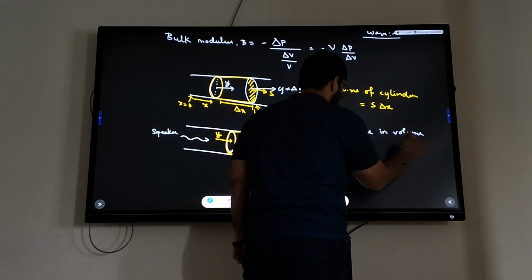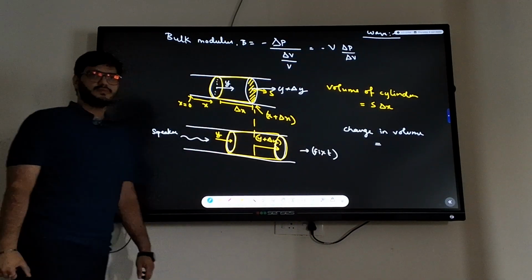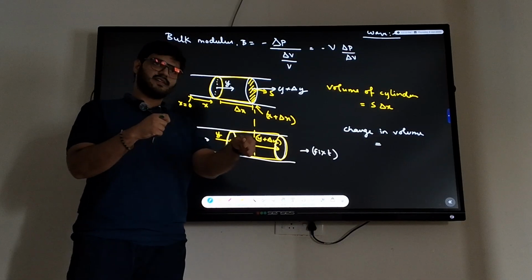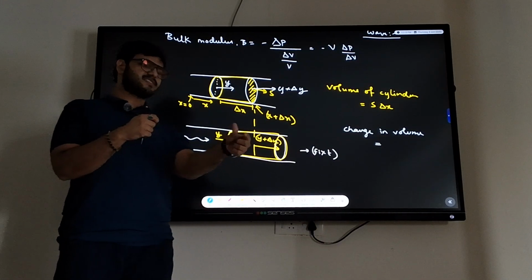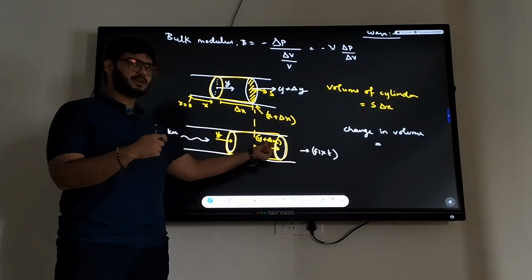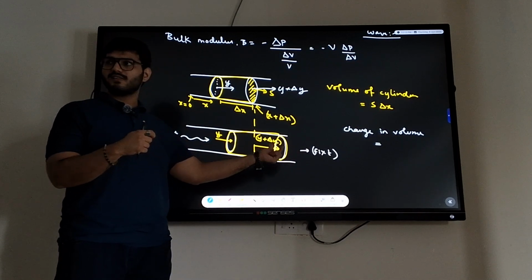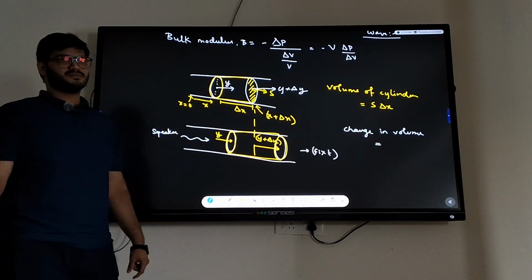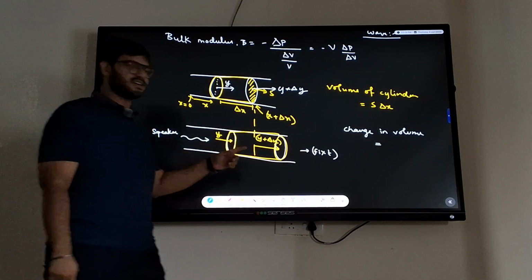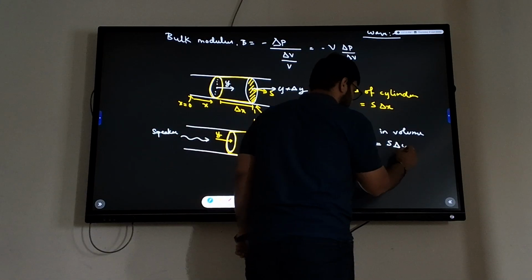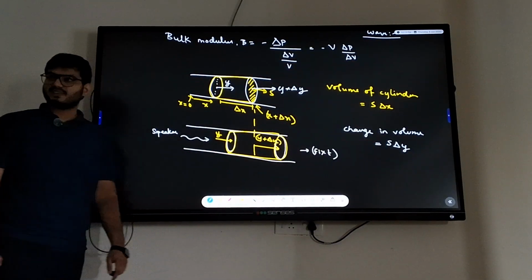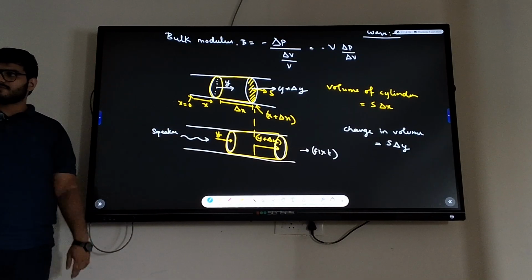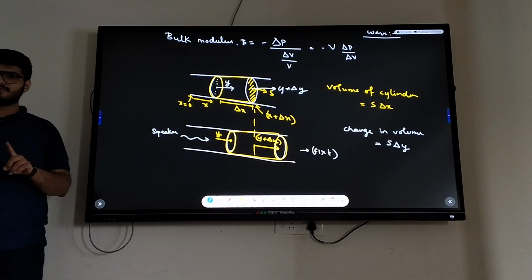Think. If you only move by y and you move by y, there is no change in volume. But now you have moved by some extra amount. And what is that extra amount? Delta y. Then what is the extra volume? S delta y. It should be S delta y. Can you understand why it's S delta y? How many of you understand that? Should I say it once more?